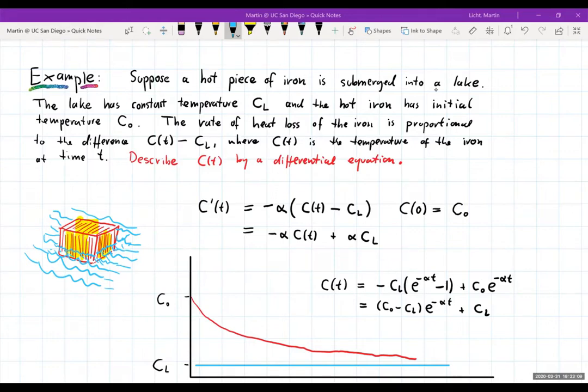The slope of the temperature function C at any time t is going downward, so that's why we've got a minus sign here. So the entire differential equation reads C prime of t is equal to minus alpha times (C of t minus C_L). And if we now simplify this a bit, then we can rewrite the right-hand side as minus alpha C of t plus alpha C_L. And last but not least, the initial condition of our model is C of 0 is equal to C_0.